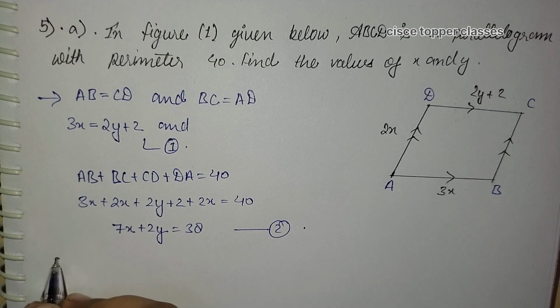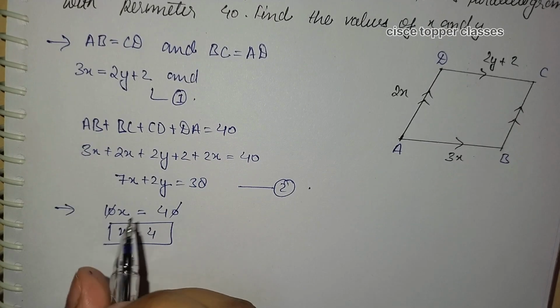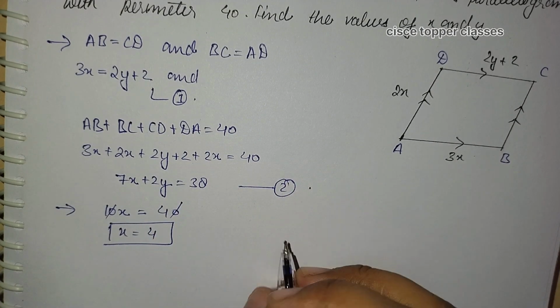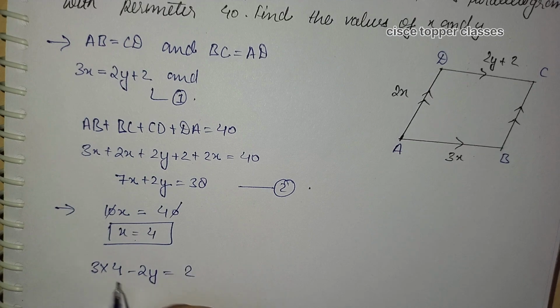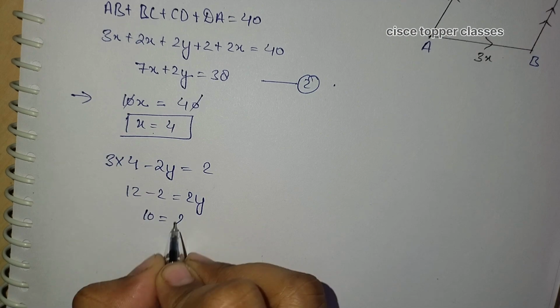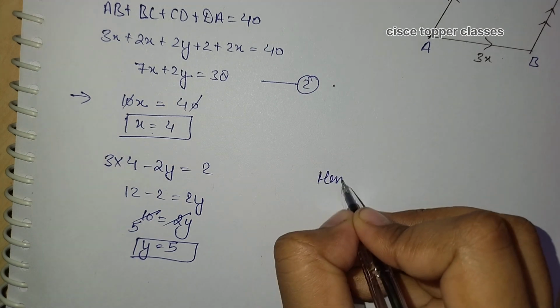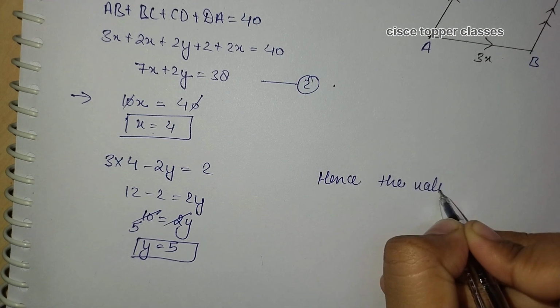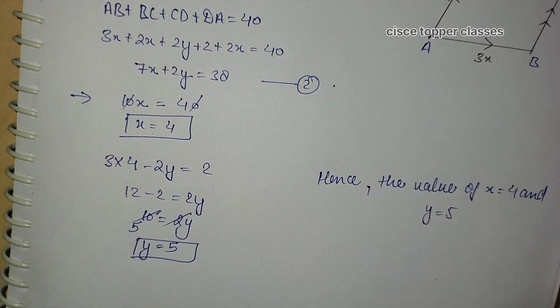We will add the first and second equation. On adding, we will get 10x equal to 40. This will be divided, so x is equal to 4 from here. As we find the value of x, now we have to find the value of y also. So we will substitute here in the first equation. On substituting the value of x here, it will be 3 into 4 minus 2y equal to 2. So it will be 12 minus 2 equal to 2y from here. And then solving this part, we will get 10 is equal to 2y. This will be cancelled out, means y is equal to 5 here. Hence the value of x is equal to 4 and y is equal to 5 is the final answer here in this question.